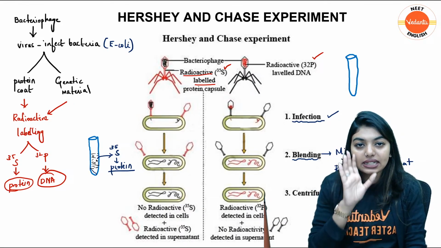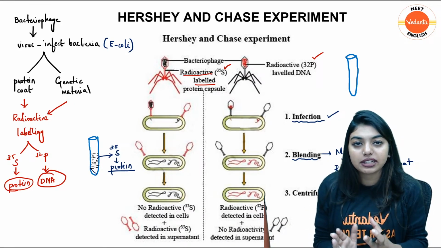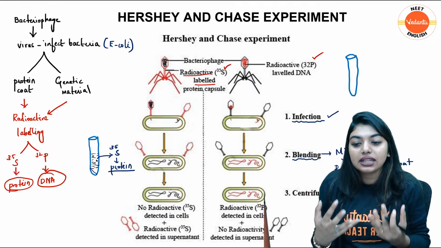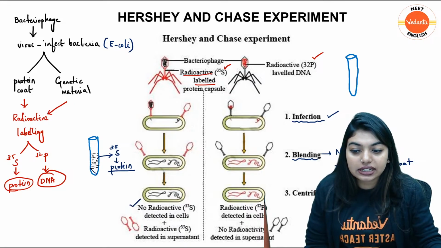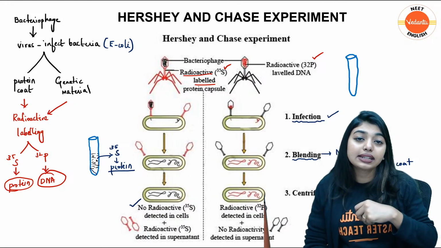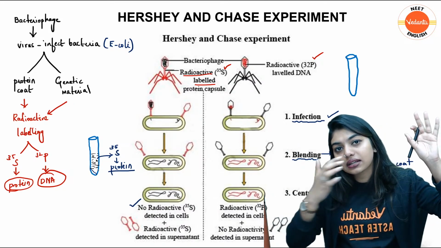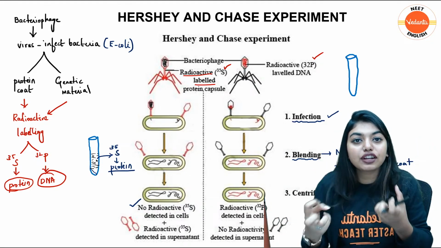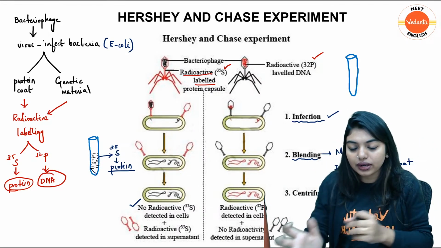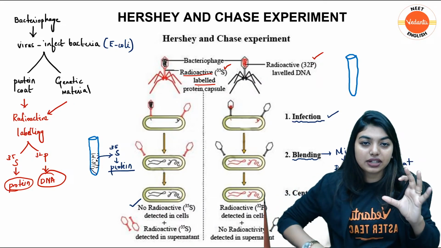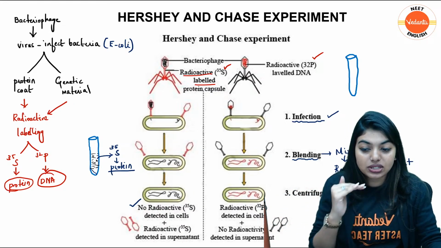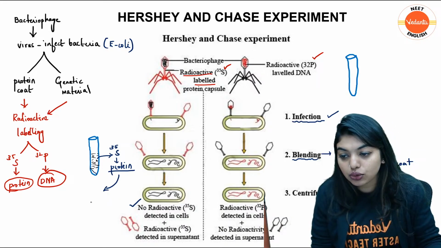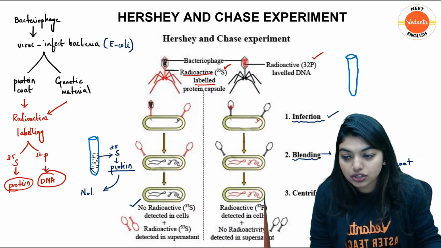If protein was the genetic material, it would always be heavier and would always be seen in the pellet. But no radioactivity was detected in the cell, because the protein coat has the radioactivity and that went off in the mixer. Nothing got transformed inside the cell. Radioactivity was detected in the supernatant and not in the pellet. This comes to a conclusion that protein is not the genetic material.